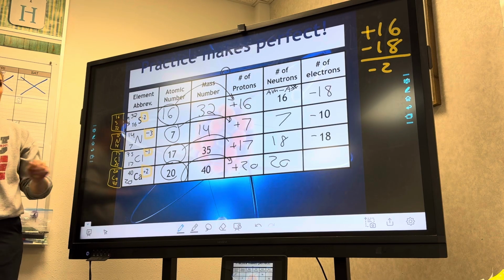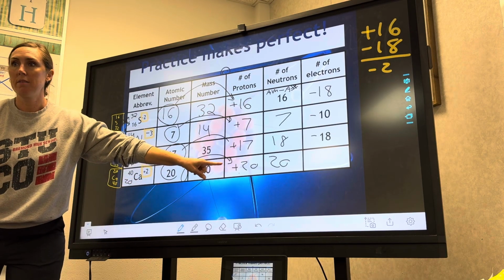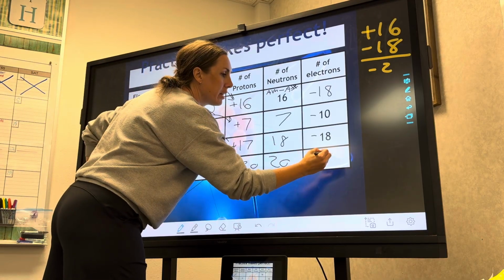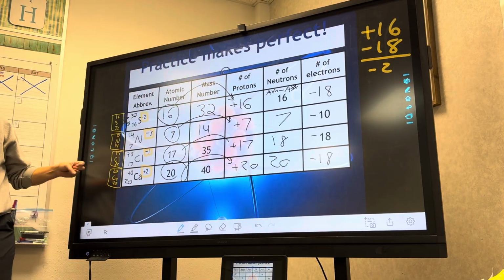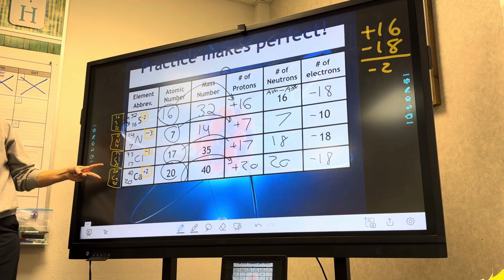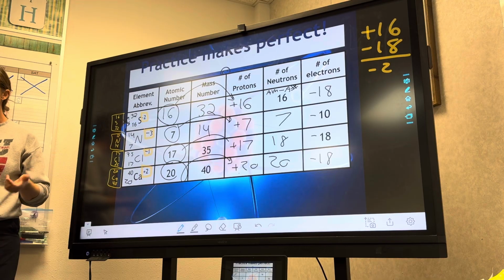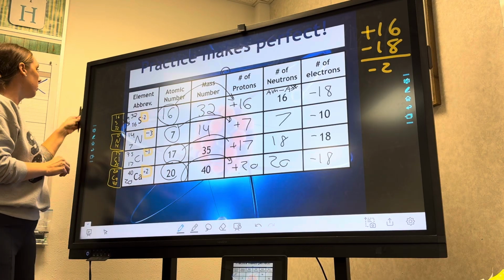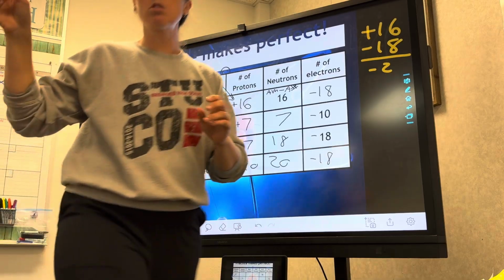What number? Do you agree? So if I do a -18, would that mean that there were 2 more positives? Yeah. Yeah, awesome. Y'all think you got it? Okay. If anybody has questions, call me over.